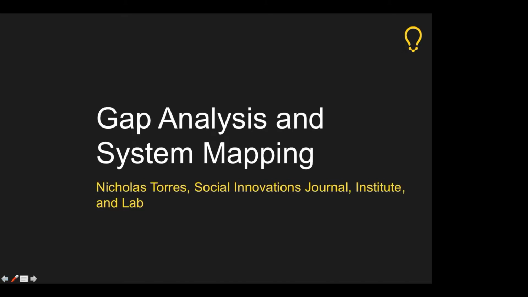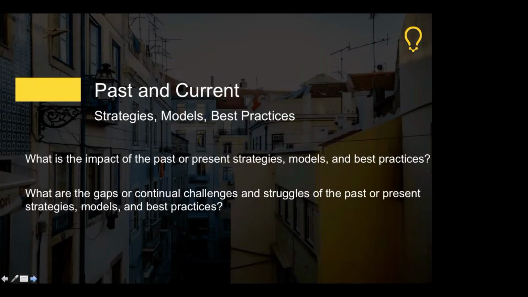I'm here today to talk to you about gap analysis and system mapping in the social sector. When talking to social entrepreneurs or social innovators, it's important to encourage them to look at what has been tried in the past and what are current best practices or models. There are two primary questions that we ask social innovators and entrepreneurs to consider.